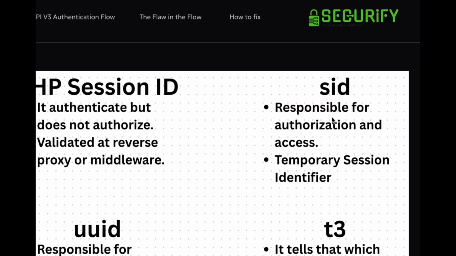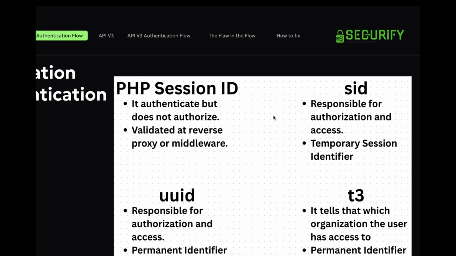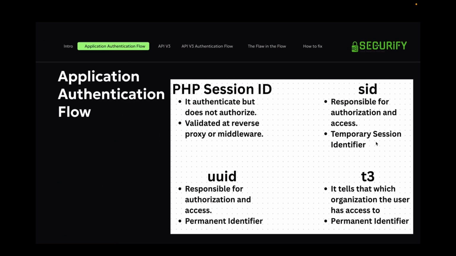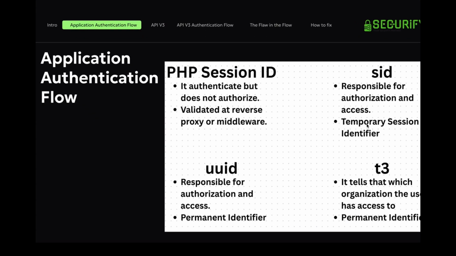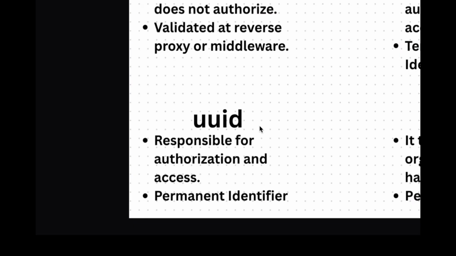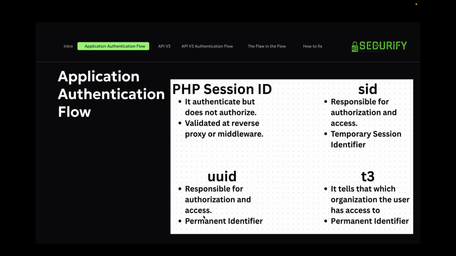Next, we have SID. This was responsible for authorization and access, but it is a temporary session identifier, equivalent to PHP session ID, which is also a temporary session identifier. But based on this SID, you can tell whether a user has access to certain privileges or features or API endpoints. Then we have another identifier, which was UUID. This was also being sent in each and every POST request, and this is also responsible for authorization and access checks, but this is a permanent identifier. So even though you log out and log in again, the value of this UUID is never going to change for a user.